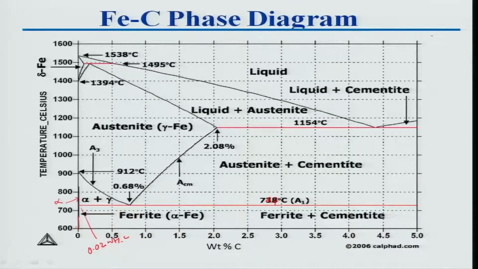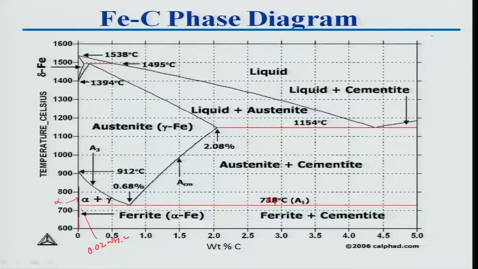And where does this carbon go? It goes to the interstitial sites of alpha, the octahedral or tetrahedral voids. Now, this is the A1 temperature written. You see here in this phase diagram all the invariant reactions are given by the red line, A1 temperature, and then this is the A3 temperature. What is A3? As you add carbon into iron, the stability of the gamma phase decreases as a function of carbon concentration, and it reaches a minimum value at 0.8 weight percent carbon.